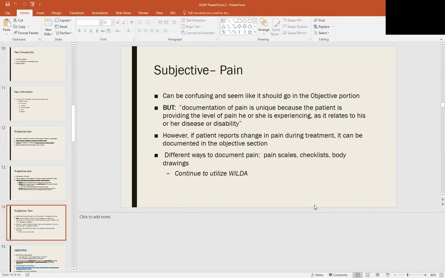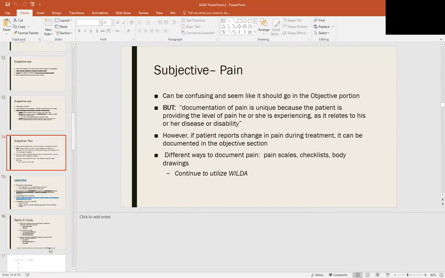And then there are different ways to document pain. The pain scales you guys are familiar with, the 0 to 10. There's some outcome measures or checklists, and then body drawings. And then you guys will continue to use WILDA, and that is a form of directive questioning.